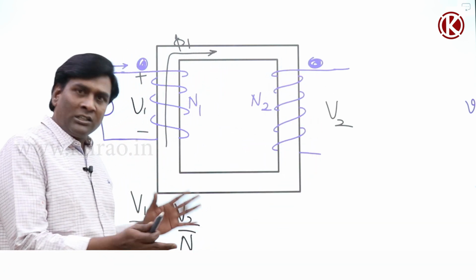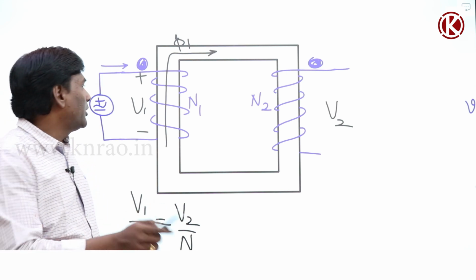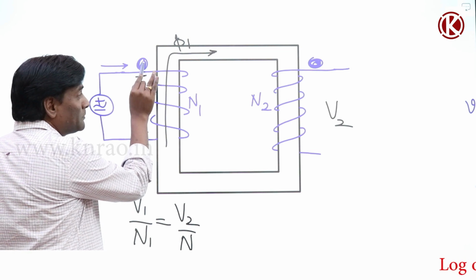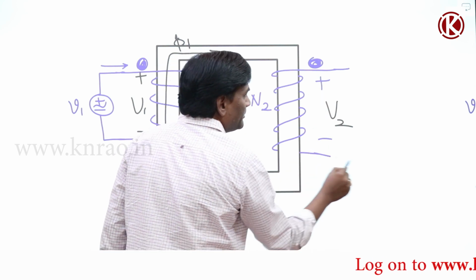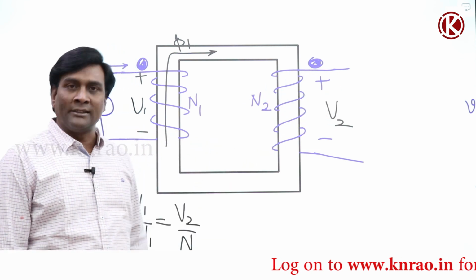And by dot convention, as we have discussed many times, if at one instant this dot is plus, at the same instant this dot is also plus, so the induced voltage polarities are going to be like that.